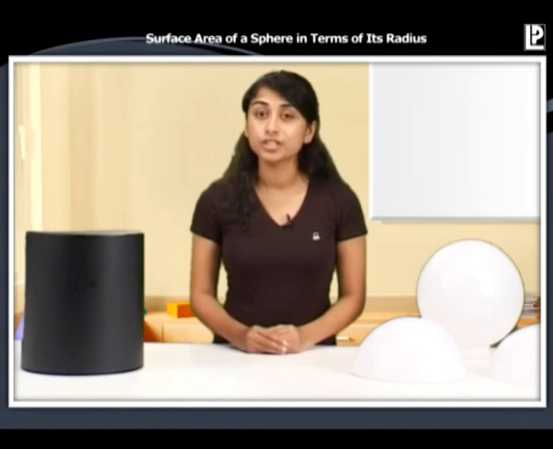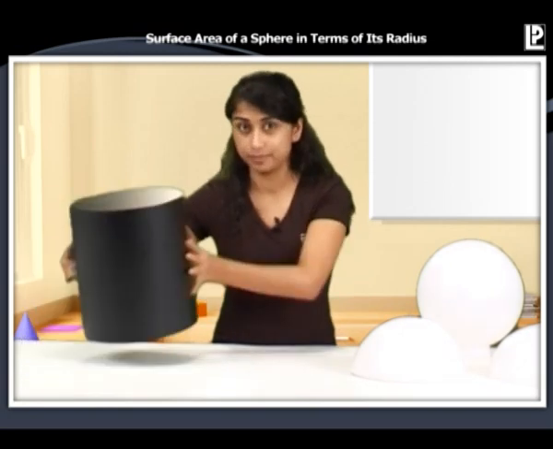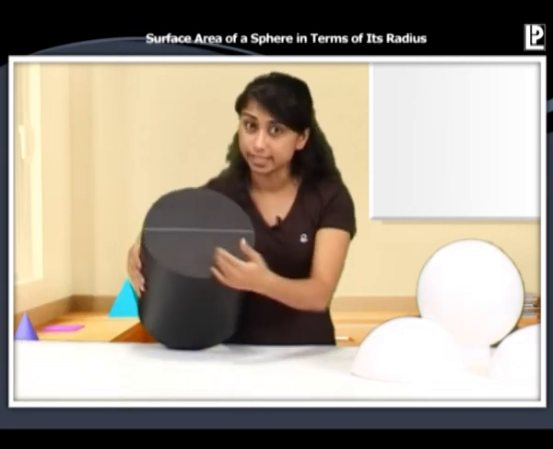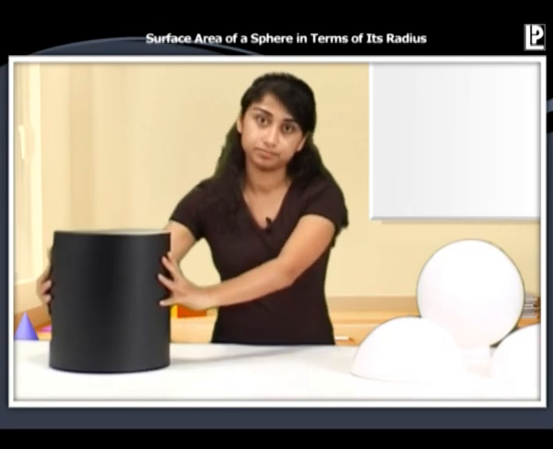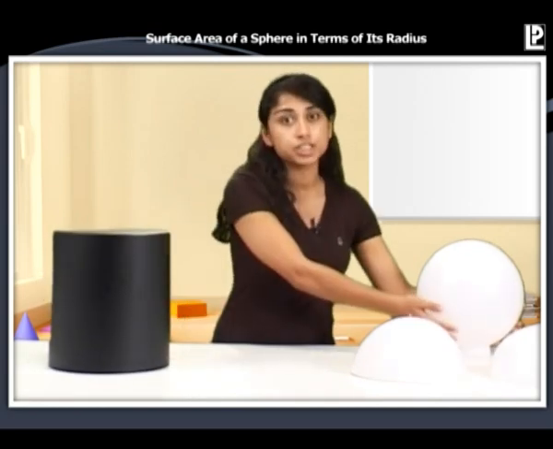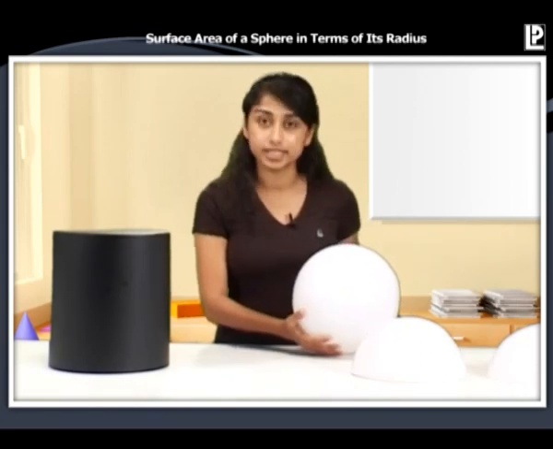Today, we're going to derive the surface area of a sphere using a cylinder. Here is a cylinder. This is the diameter of the cylinder and its height is the same as its diameter. This is a sphere. The diameter of this sphere is the same as that of the cylinder.